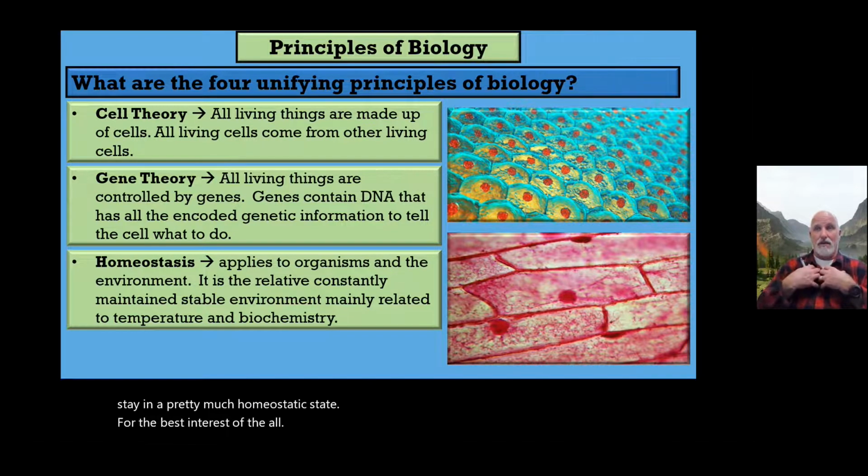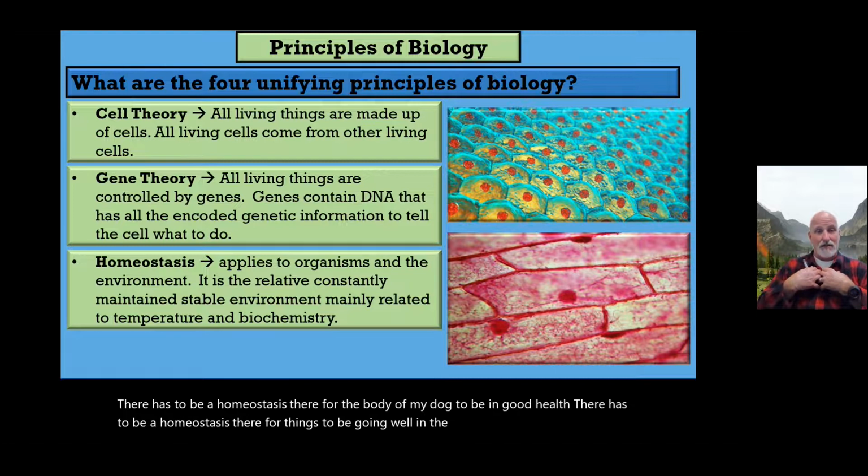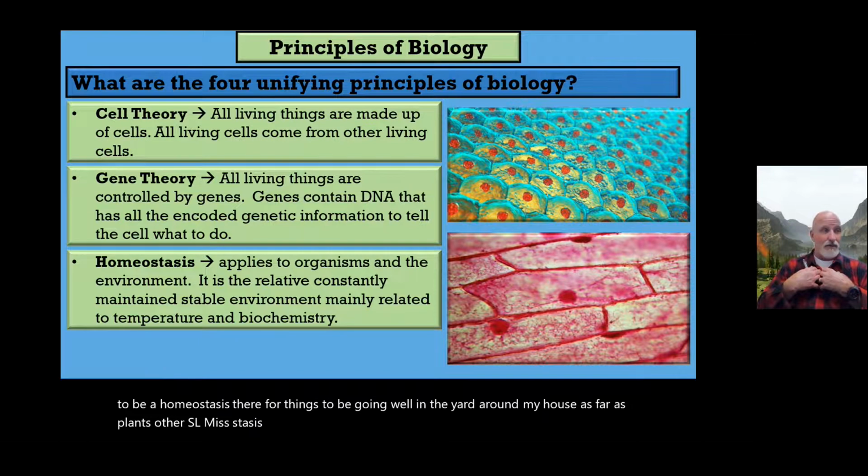Okay, for my body to be in good health, there has to be a homeostasis there. For the body of my dog to be in good health, there has to be a homeostasis there. For things to be going well in the yard around my house, as far as plants go, there has to be a homeostasis there. If not, like when we haven't gotten any rain for a long time, what happens to the grass? It starts turning brown, okay, and dying. Okay, so because you're losing somewhat the homeostasis.